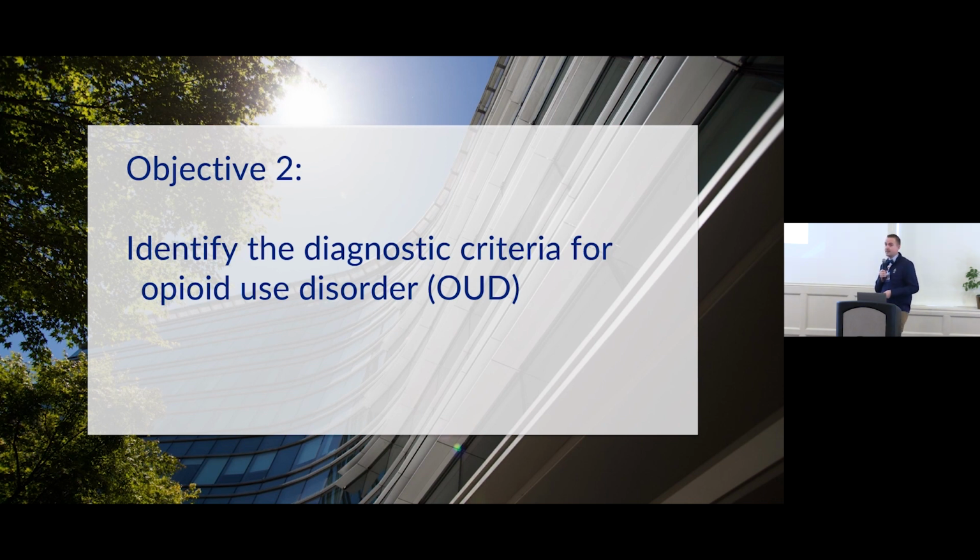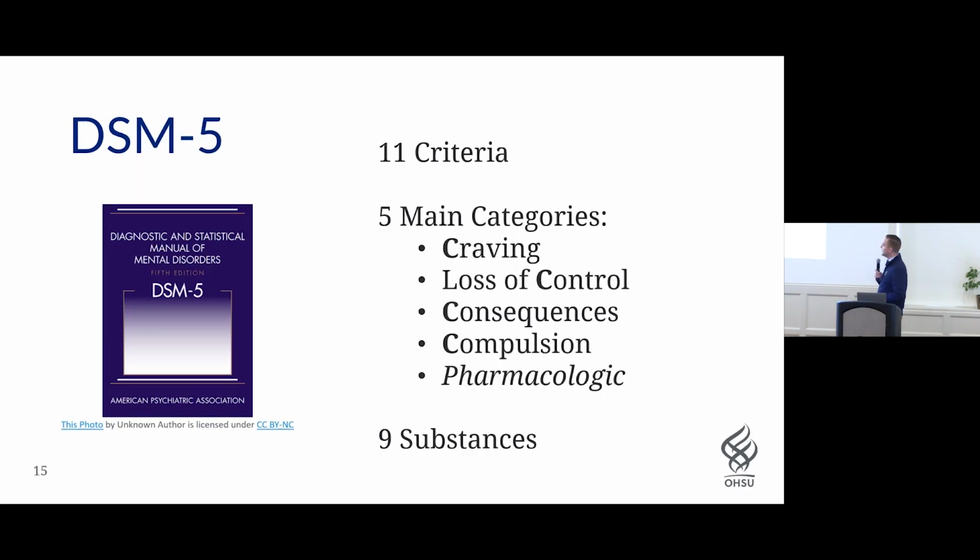Okay, so now that we know how addiction works and how it impacts the brain, let's talk about how we diagnose opioid use disorder. So you probably are aware of DSM-5. It sort of outlines how we diagnose substance use disorders. Looking at substance use disorder diagnostic criteria, there are 11 criteria. There are 5 main categories. So I don't know if you're anything like me. I have a hard time remembering anything, let alone 11 criteria.